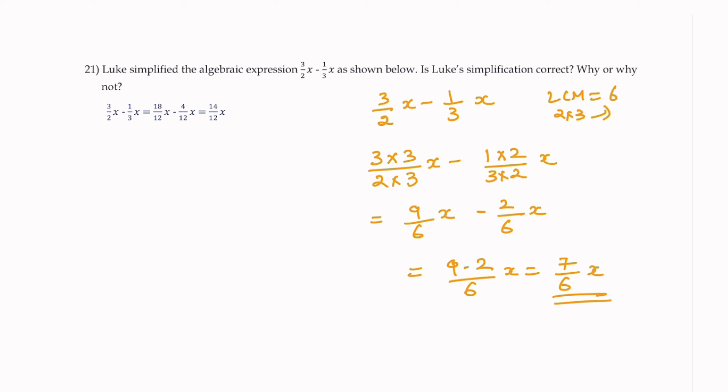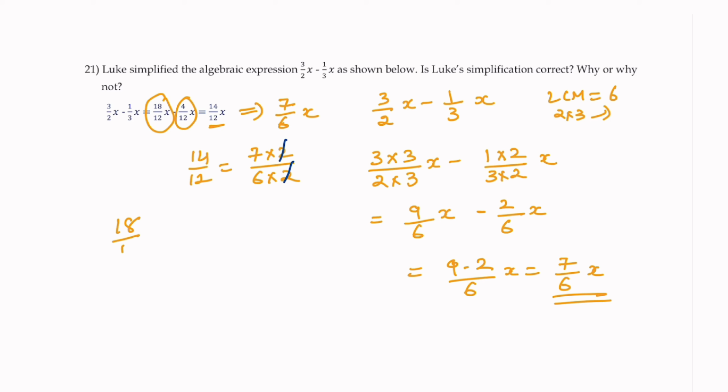Let's check the answer of Luke. Okay, he has 14 over 12, which we can actually simplify and make it 7 over 6x, right? Because 14 and 12 is what? 7 times 2, and that's 6 times 2, with 2 out, giving us 7 over 6. Actually, he's getting the answer. But then, has he done it right? What's the difference here? This part and this part.